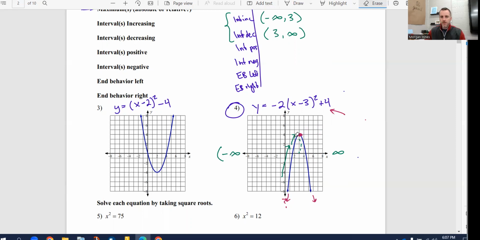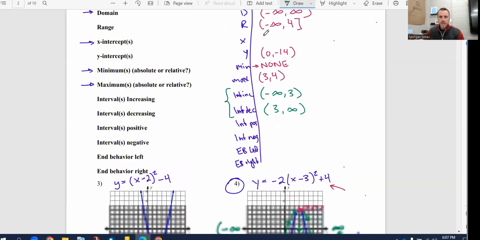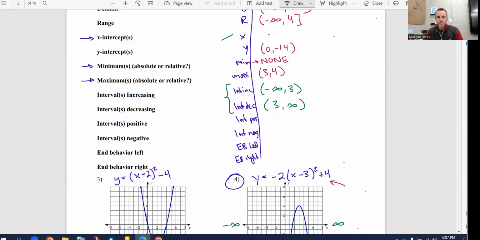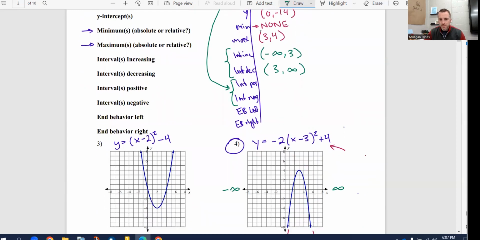Again, we are done with that portion. So, darn, didn't need to erase negative infinity. It matters still. So now let's look for the x-intercepts, because the x-intercepts are going to go with intervals positive and negative. So an x-intercept would be these 2 points right here when it crosses the x-axis.